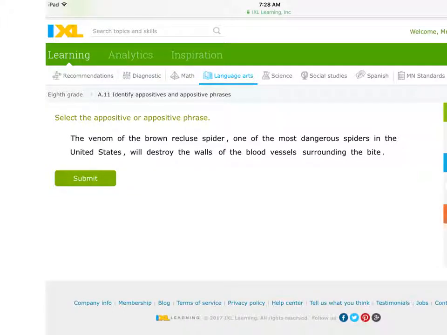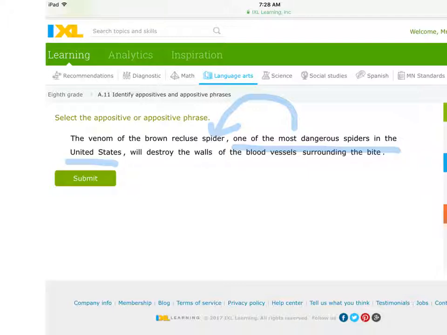Well, here's a pretty little sentence. The venom of the brown recluse spider, one of the most dangerous spiders in the United States, will destroy the walls of the blood vessels surrounding the bite. This one is one of those long ones. One of the most dangerous spiders in the United States. That's a noun phrase. There are no verbs in it. It's not an adjective phrase. It's talking about these spiders, and that is sort of telling us more about that spider. So you've got a noun describing a noun.